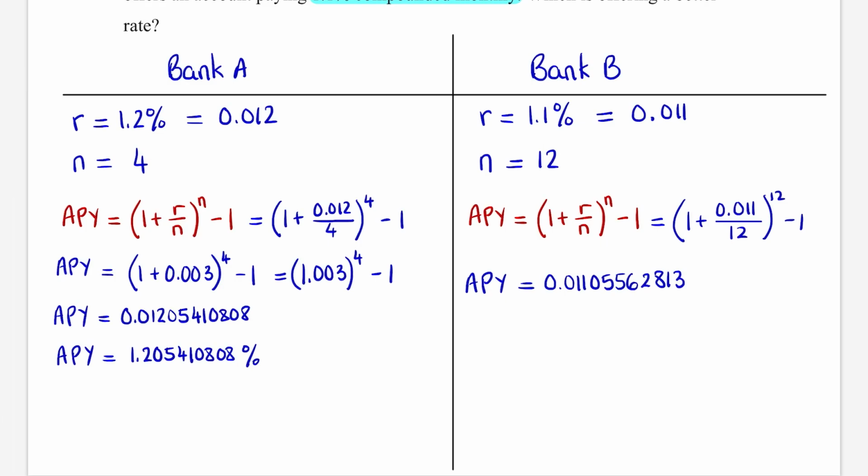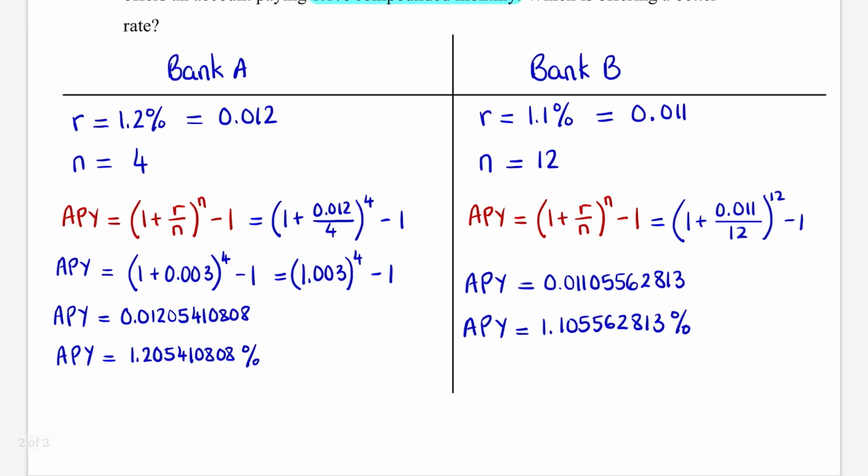And then I will convert that into a percent. So I'm going to move my decimal point to the right 2 places. So I have APY equals 1.105562813%. Again, because the question didn't give me any rounding instructions, I'll leave it like this.